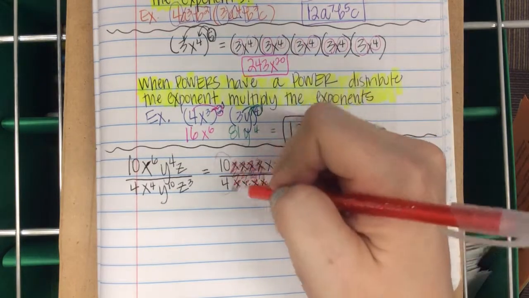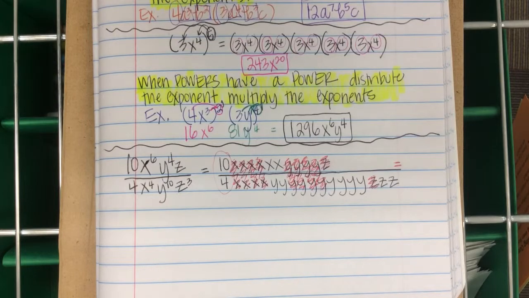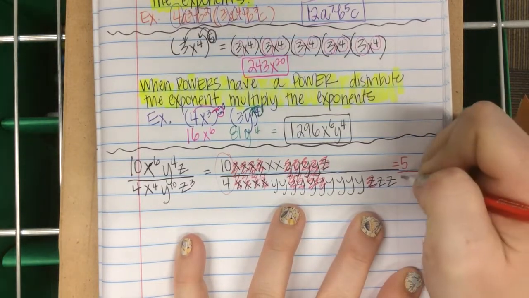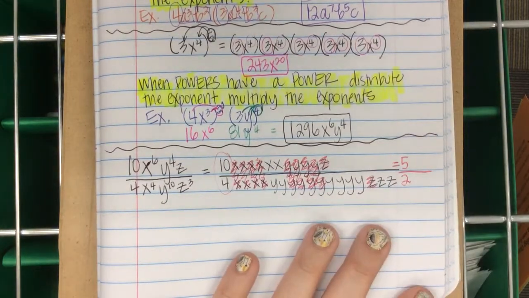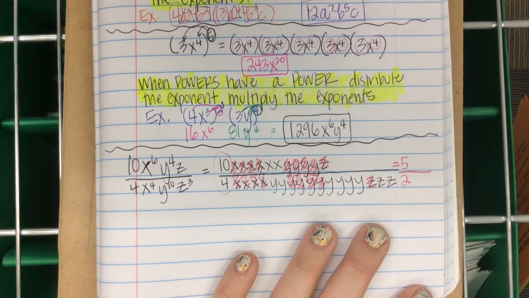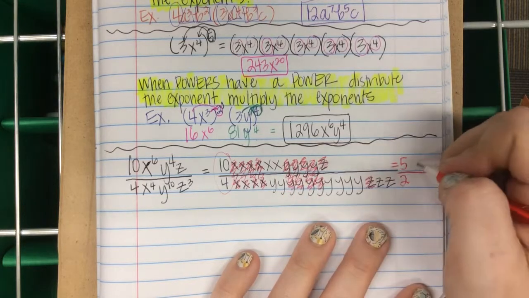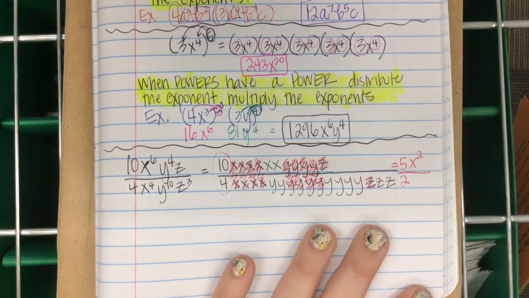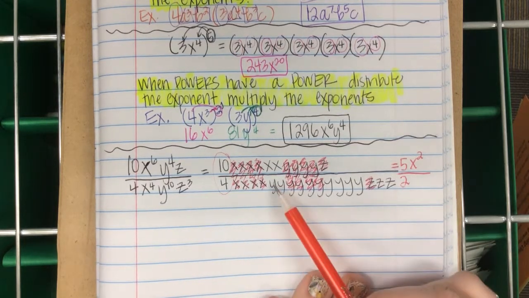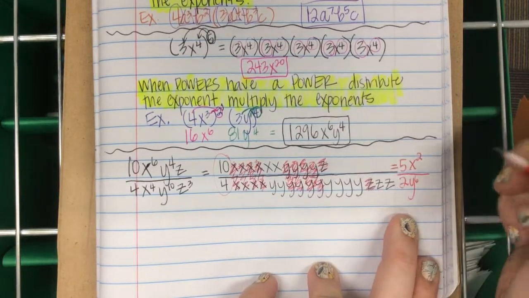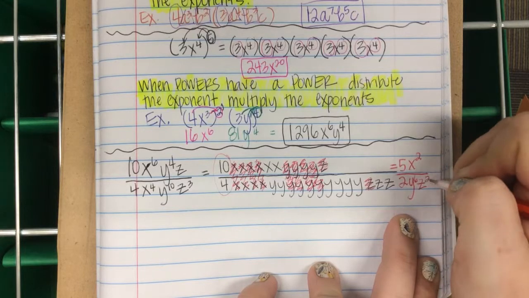I can't do 10 divided by 4, but can you simplify 10 divided by 4? Which is 5 over 2. And what's left in my numerator? X squared. And what's left in my denominator? Y to the 6th and z squared.